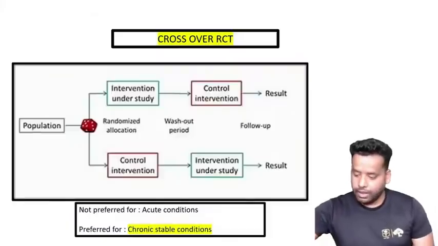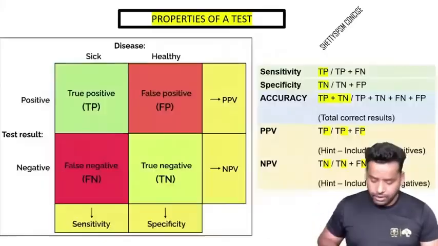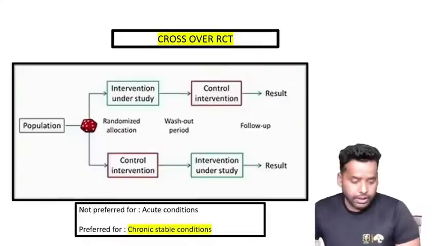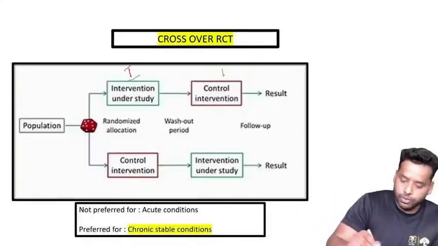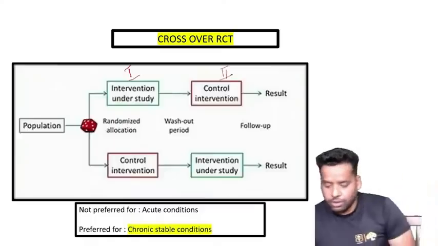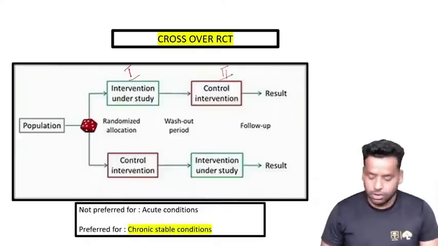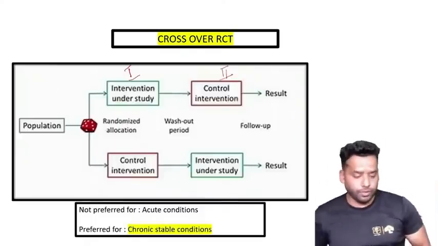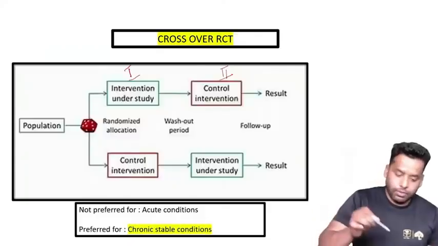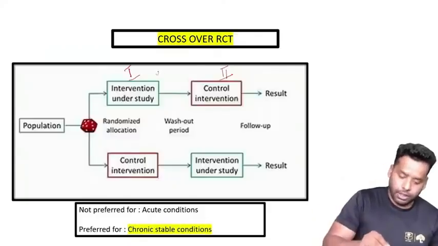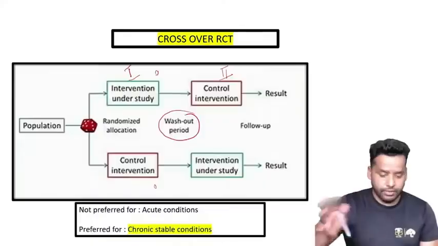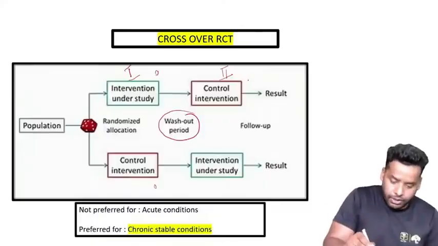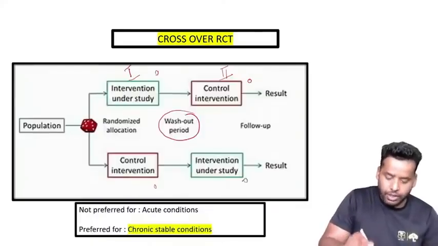Last slide. We will take a break now after crossover RCT. There are two phases in crossover RCT, phase 1 and phase 2. First group will get new drug, second group will get placebo. After a gap of 15 days or 1 month, we interchange. First group will get placebo, second group will get new drug.